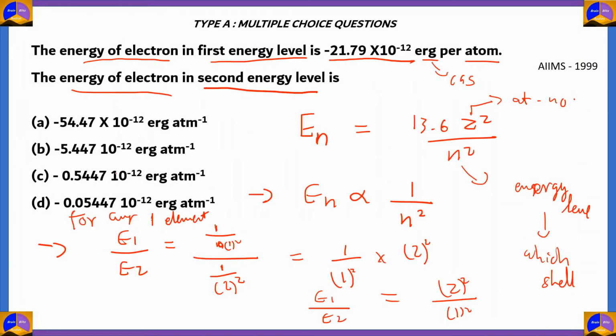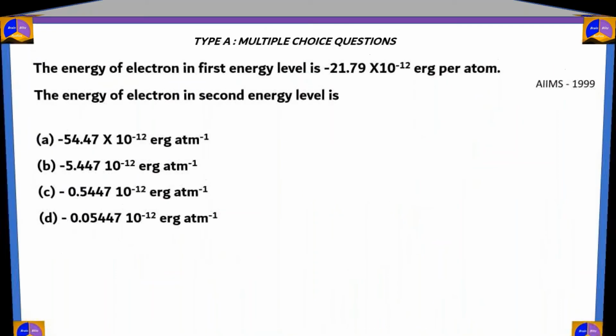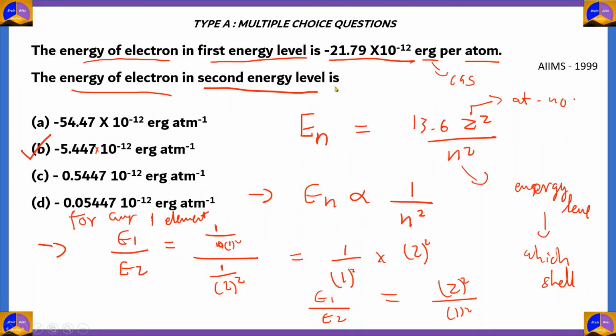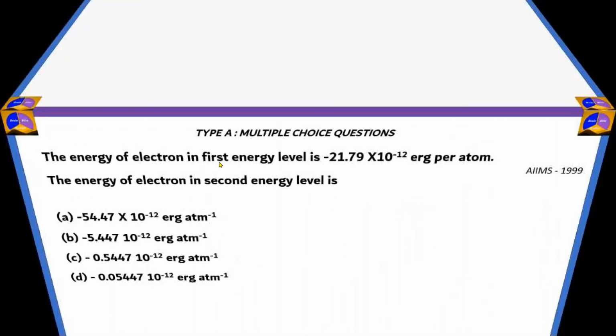So when we look at our options, we find that option B is the closest to our answer. So option B is minus 5.447 into 10 raised to minus 12 erg per atom. And what we got is minus 5.4475 into 10 raised to minus 12 erg per atom. So now we can safely say that option B is the right answer to this question. So the energy of electron in the second energy level in the given situation is minus 5.447 into 10 raised to minus 12 erg per atom.